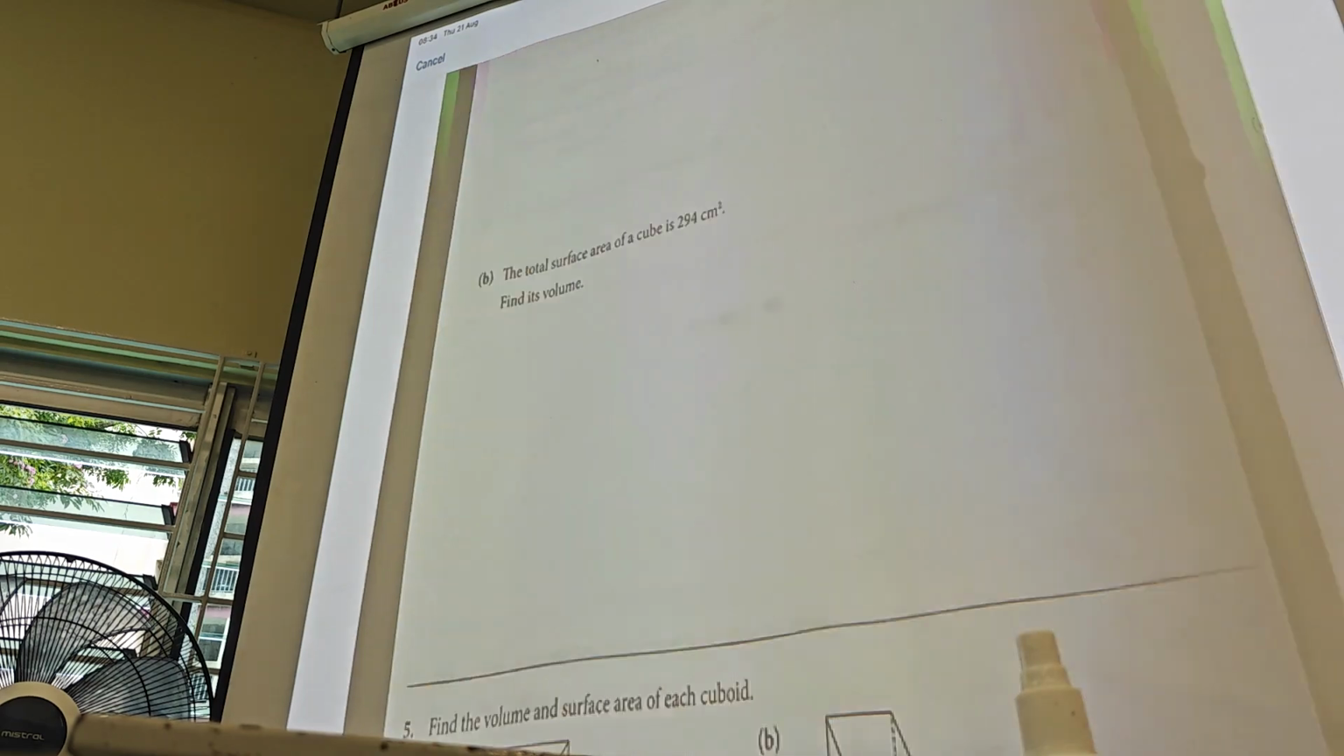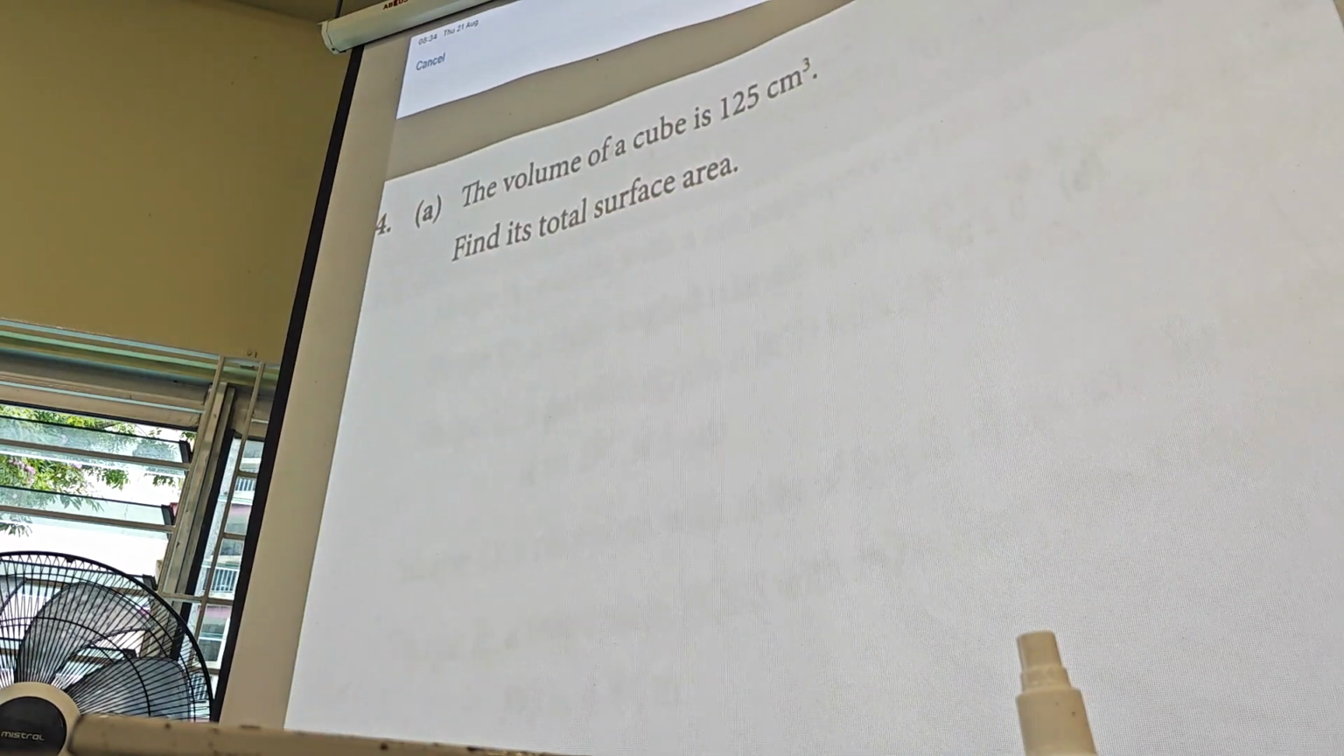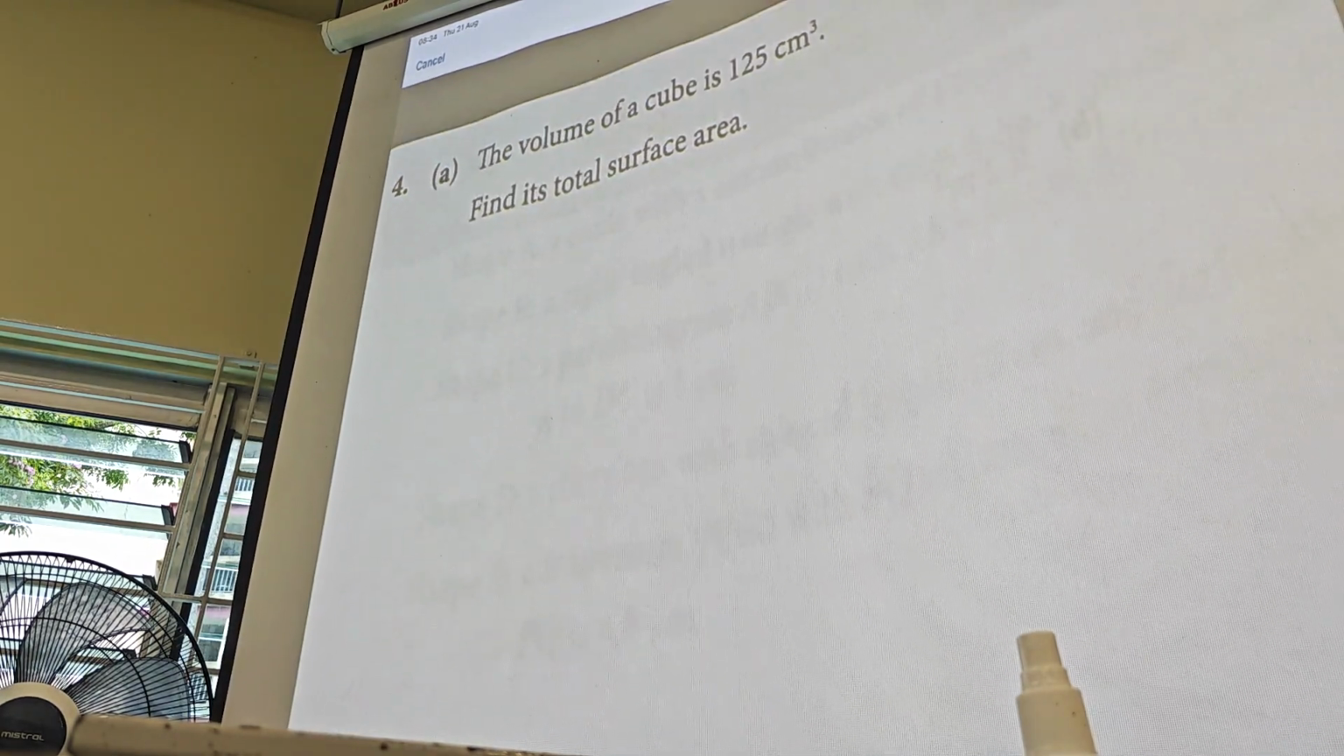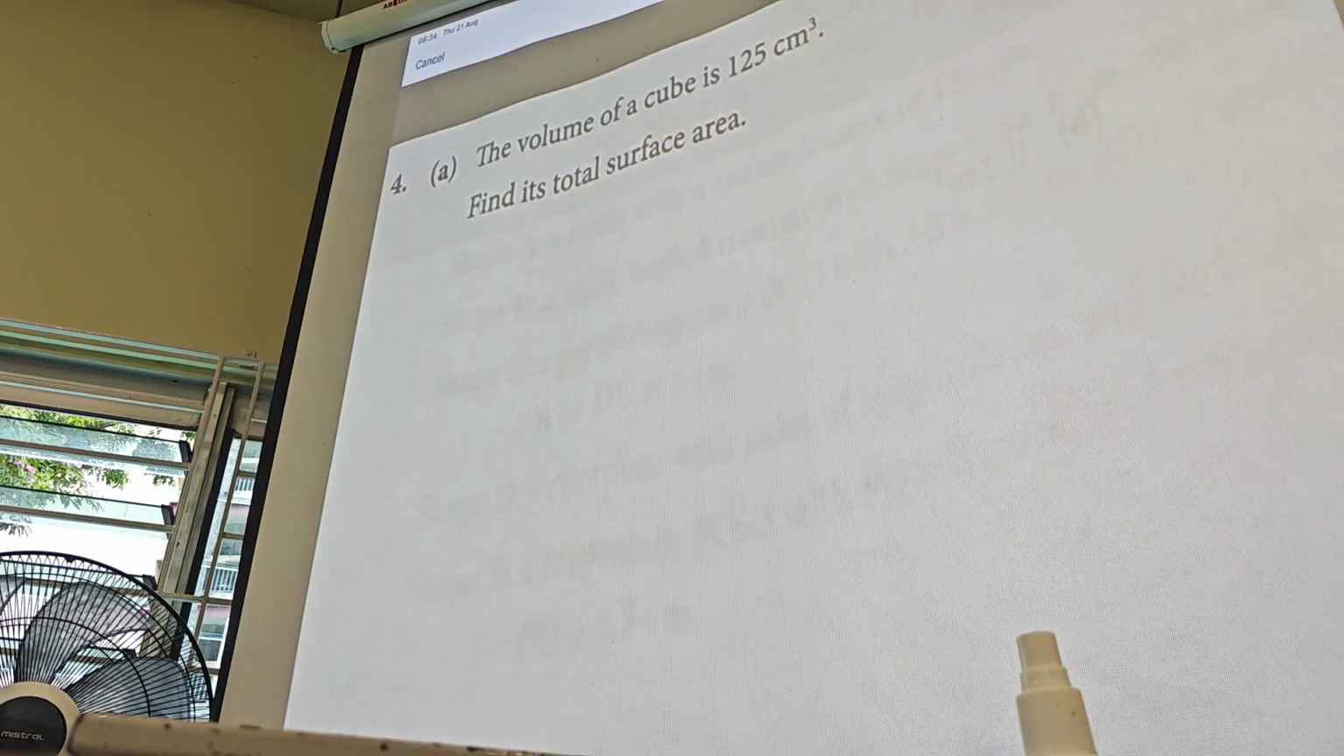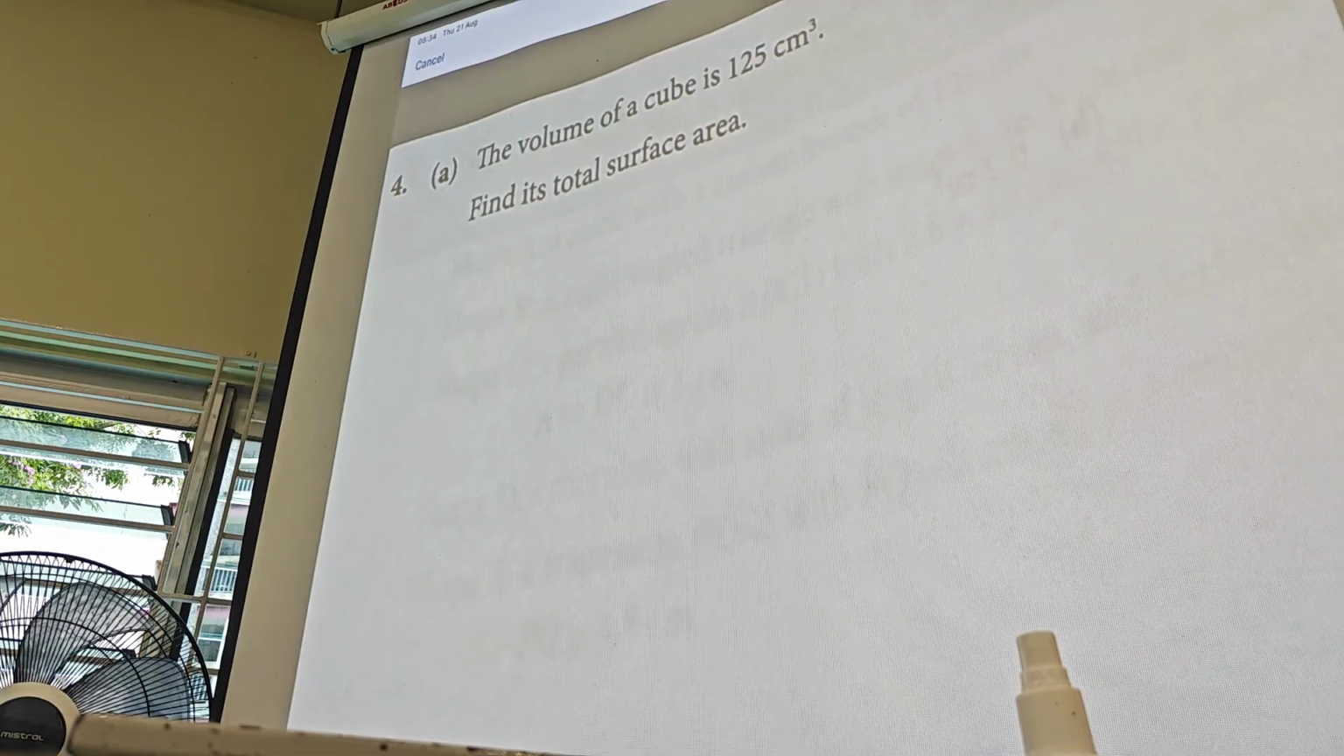Okay, so this time round, they never give you a picture, they never give you an object. But you already know what a cube is, you know what a volume is. If you need something to help you visualize, you can go and draw it out a bit yourself. There is a cube. Then the volume of the cube is 125 cm cube.